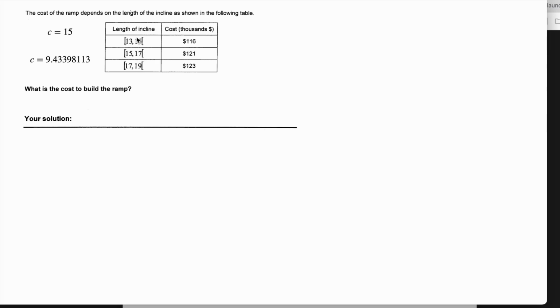So this is 13 up to, but not including 15. This is 15 to 17, not including the 17. This is 17 to 19, not including the 19. And notice it falls in right here. So it must be this one, okay? But that's the only hint, that the 9.433 is just right out. What's the cost to build the ramp? $121,000.